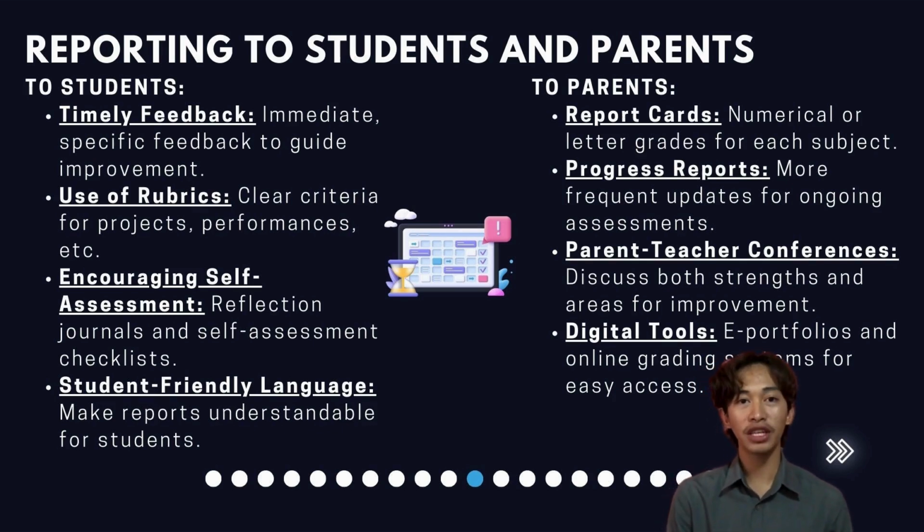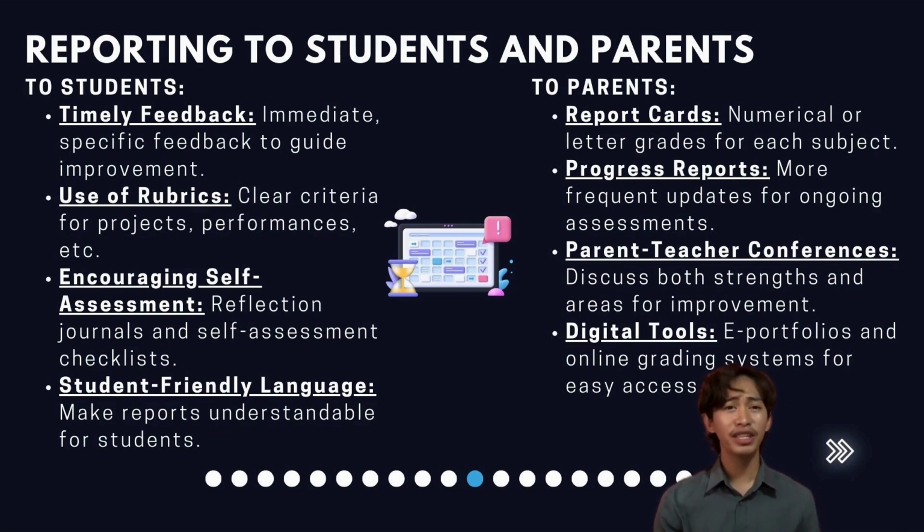Number 4, reporting to parents. Under it, we have report cards. And for the example, we have traditional report cards. These typically include numerical or letter grades for each subject and may also include comments on behavior, effort, and attendance. However, this does not fully reflect the student's development, particularly in areas assessed via authentic assessment.